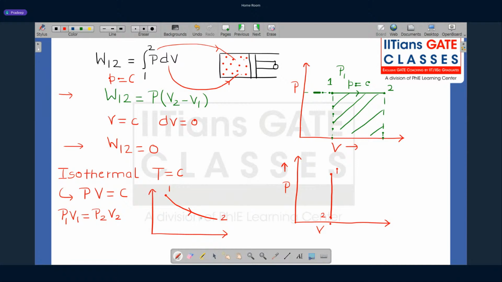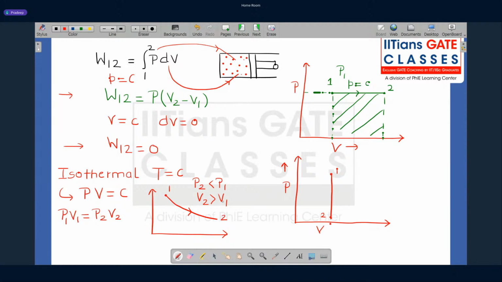During the expansion process, what is happening? When the gas is expanding from position 1 to position 2, V1 to V2, we know V2 will be greater than V1. So what will happen? Pressure P2 will be less than P1. So that is what happens in an expansion process. When gas expands, your volume increases and pressure decreases.